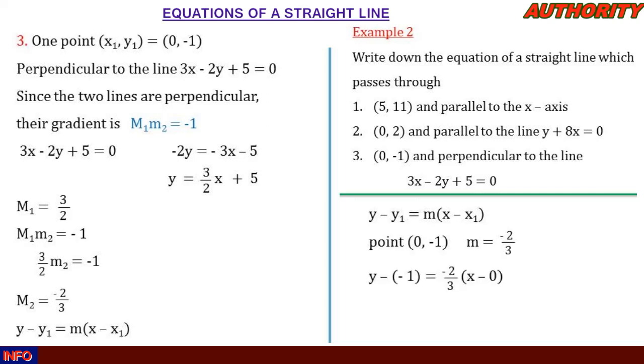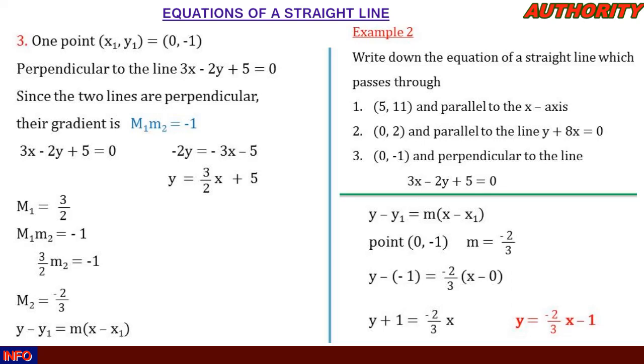We're going to have y minus, our y1 is minus 1, equal to our m, minus 2 all over 3 open bracket x minus our x1 is 0, so x minus 0 is x. So x multiplied by minus 2 all over 3 is going to give us minus 2 all over 3 x. So y minus minus 1 is going to give us y plus 1. So y plus 1 is equal to minus 2 all over 3 x. Let's take plus 1 to the other side. We're going to have y is equal to minus 2 all over 3 x minus 1.